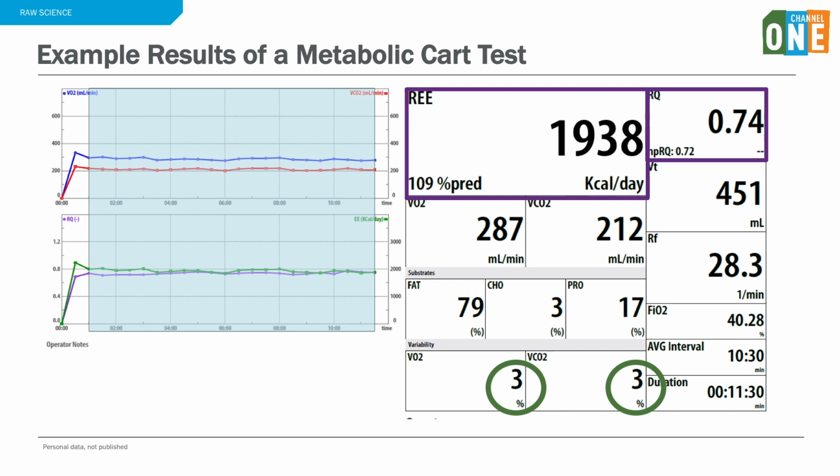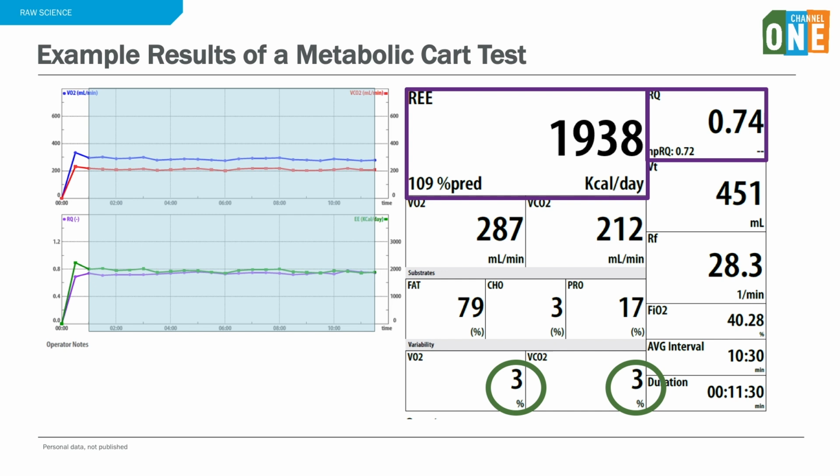This is an example of what you may see on the screen of a metabolic cart. On the left-hand side, we can see that data points represented by the colored dots are taken every 30 seconds. The VO2 and VCO2 are represented in the blue and red lines, as we learned previously, contribute to the REE, which is in the large box on the right-hand side. This patient has a measured resting energy expenditure of 1,938 calories per day.